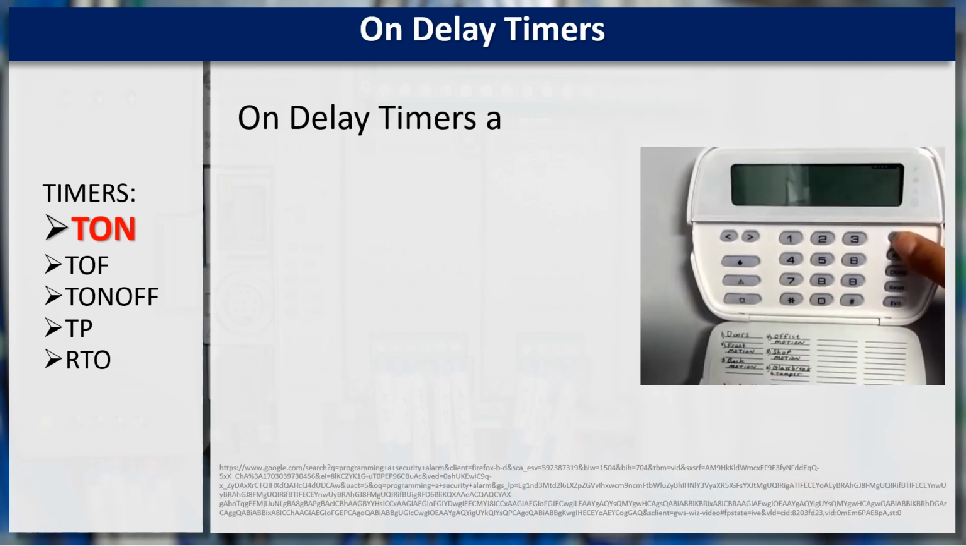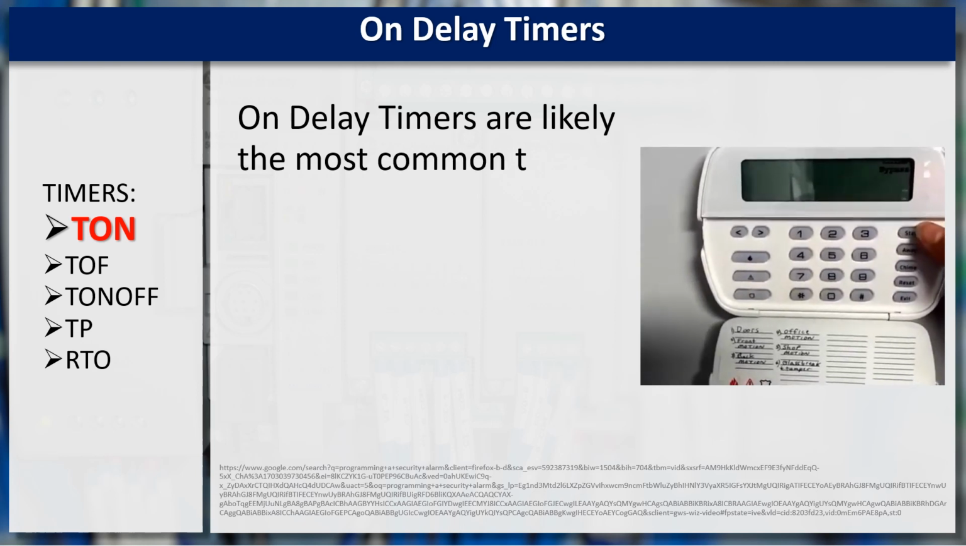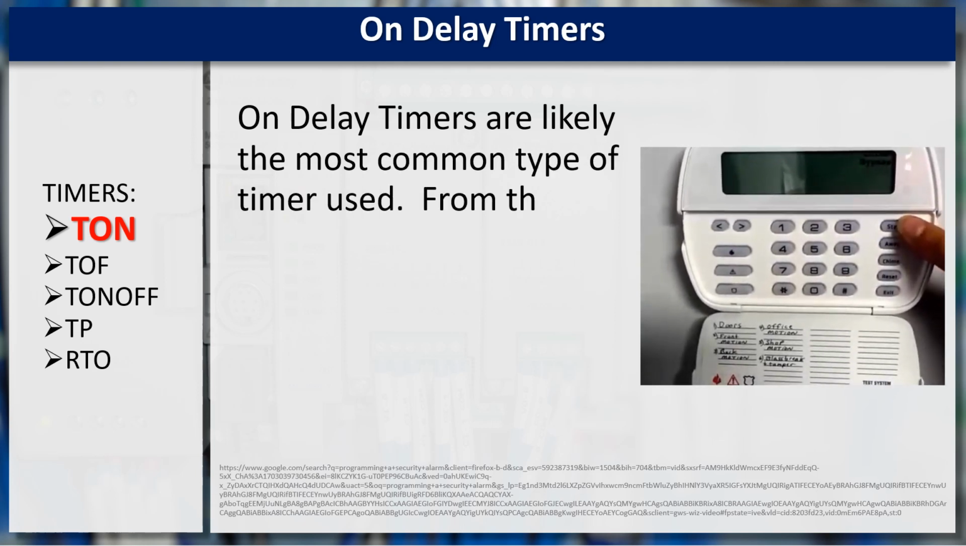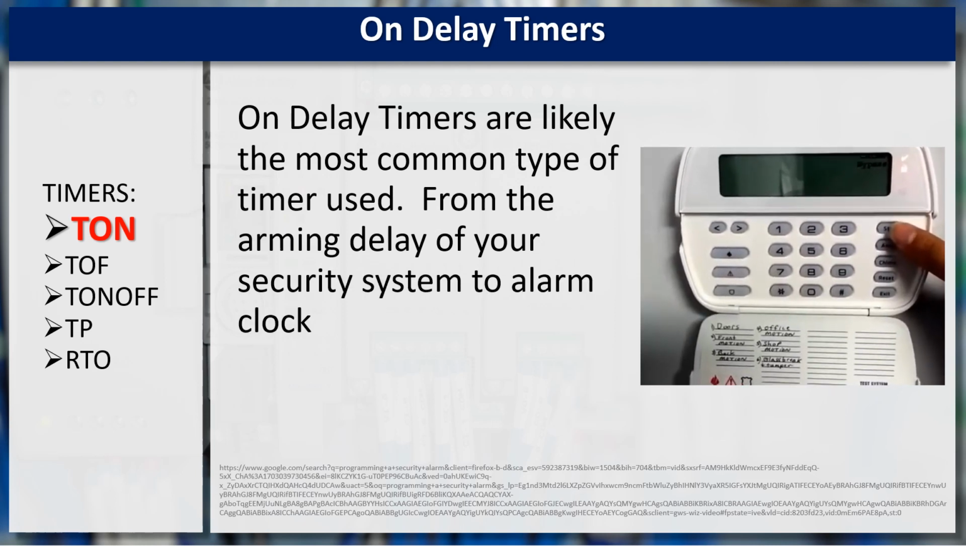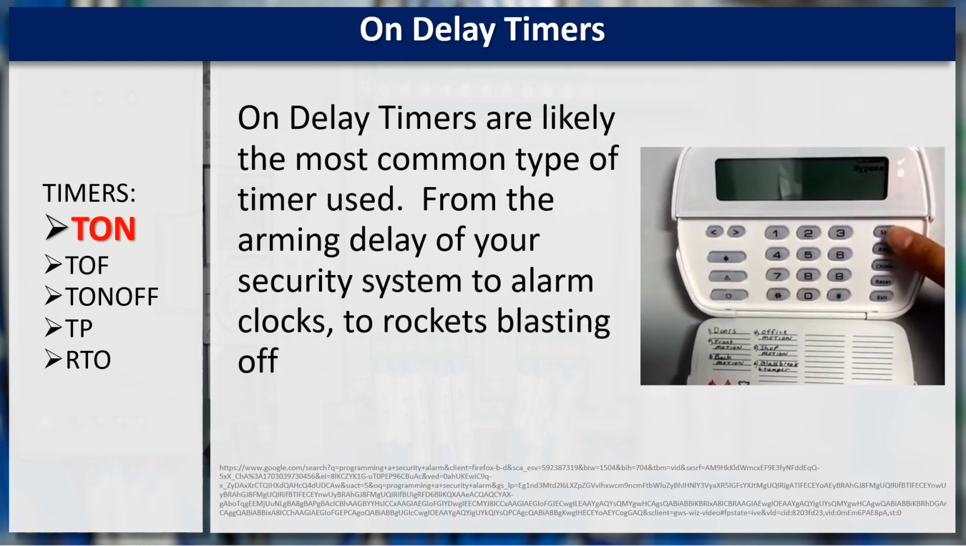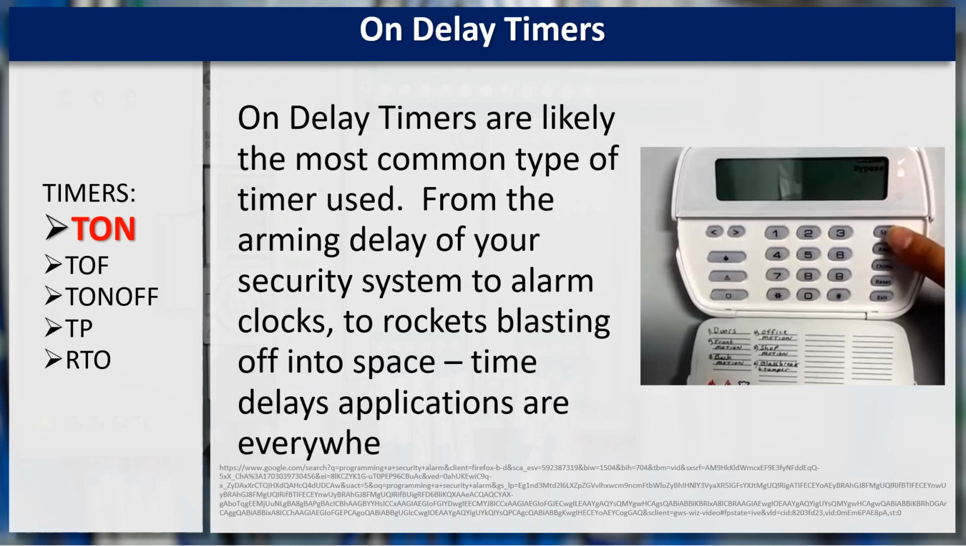We'll begin by looking at on-delay timers. On a PLC, they're often called a TON, or simply a timer on delay. On-delay timers are likely the most common type of timer used. From the arming delay of your security system to alarm clocks to rockets blasting off into space, time delay applications are everywhere.